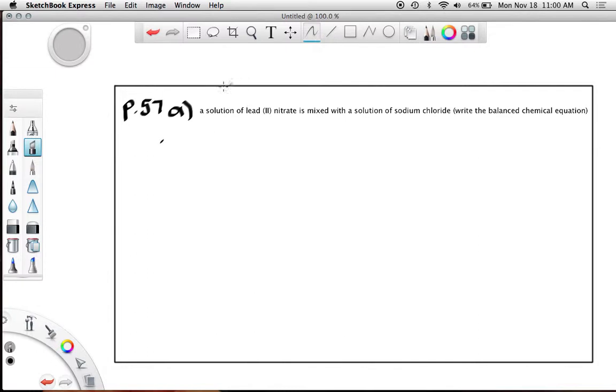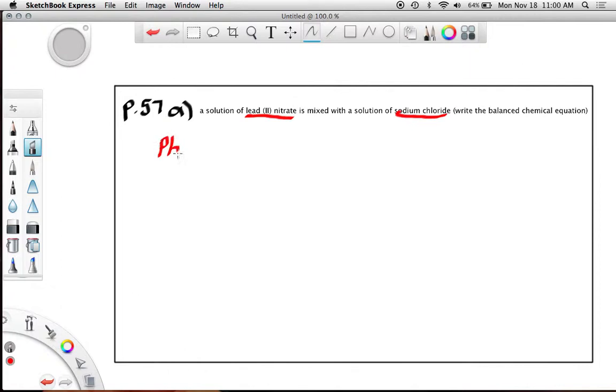So the first thing I'm going to look at, I'll use red, is the 2 formulas. That's nomenclature, which is a separate topic if we want to go over that on a different question. But what we'll do is we find lead.